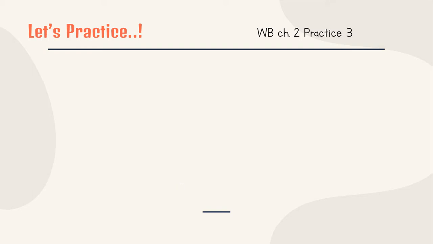Now we're going to practice. Please look at your workbook chapter 2 practice 3. I'm going to discuss number 2a. 960 divided by 30 times 2.